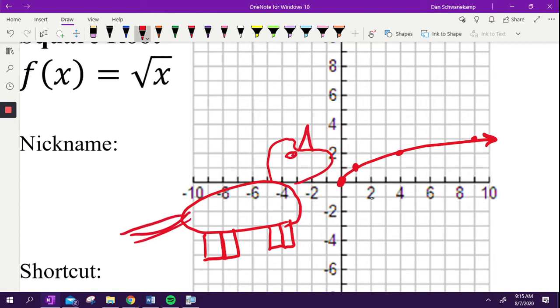We graph it to the left. You can't go to the left because if I take the square root of a negative number, it'd be imaginary. Nickname. Show me with your arm. What's that shape? All right. So some of you are doing it correctly. Some of you are like, that's too much work. We just go arm to the side.